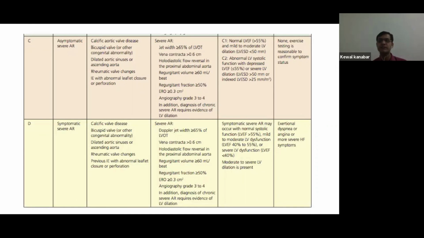The symptomatic severe AR is when the patient is symptomatic and Doppler jet is more than 65% of LVOT diameter, vena contracta more than 6 millimeter, holodiastolic flow reversal is present in the proximal abdominal aorta, regurgitant volume more than 60 ml, regurgitant fraction more than 50%, or effective regurgitant orifice area of more than 0.3 centimeter squared. This ERO is calculated by the PISA method and is not commonly used for assessment of AR.